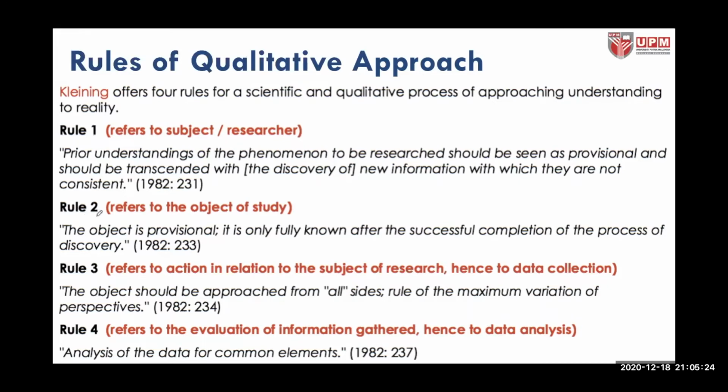Rule number 2 refers to the object of the study. The object is provisional. It is only fully known after the successful completion of the process of discovery. Rule number 3: the research question also refers to action in relation to the subject of research, hence to data collection, and the object should be approached from all sides, the rule of maximum variation of perspective. Finally, rule number 4 refers to the evaluation of information gathered, hence to data analysis and analysis of the data for common elements. So these are the rules of the qualitative approach.